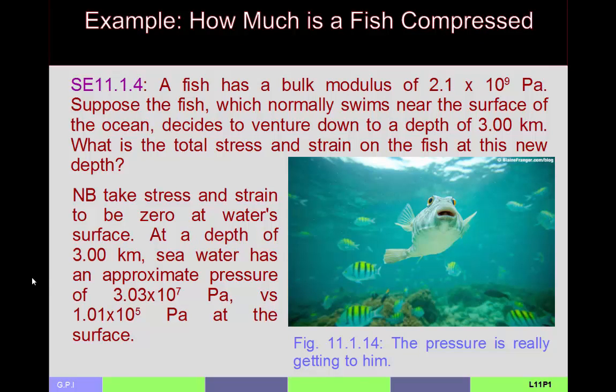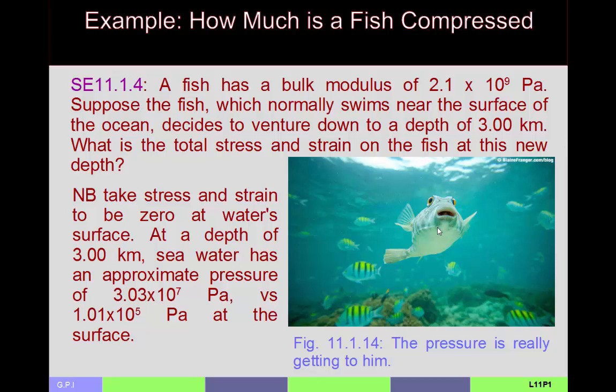So I wanted to look at another example. This one is about the compression of a fish as it dives into the ocean. So here's our fish, and you're going to be given a bulk modulus for this fish. We know that the fish normally swims near the surface of the ocean, and this one, for whatever reason, decides to venture down very deep, maybe 3 kilometers below the surface.